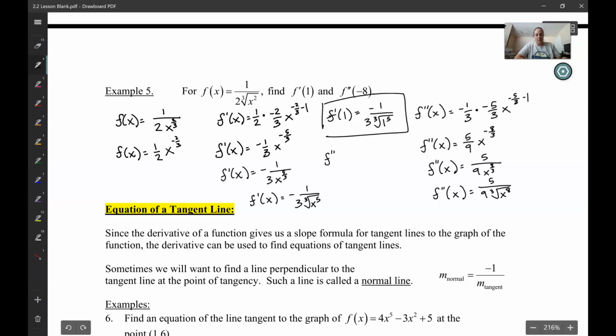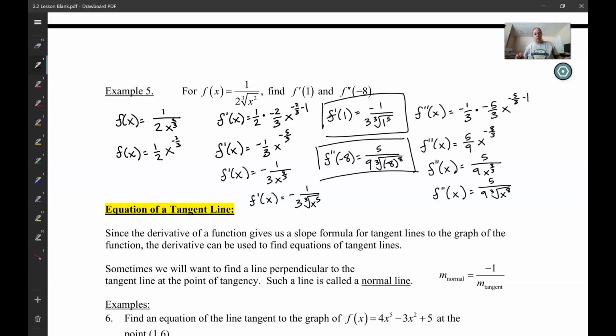And let's find f double prime of negative 8. So this one I've got 5/9 cube root of negative 8 to the 8th. Plugging negative 8 into my f double prime. And once again, I do not need to simplify that. You can if you want. If you have your calculator, you're welcome to. But you don't need to. You can just leave it like that.